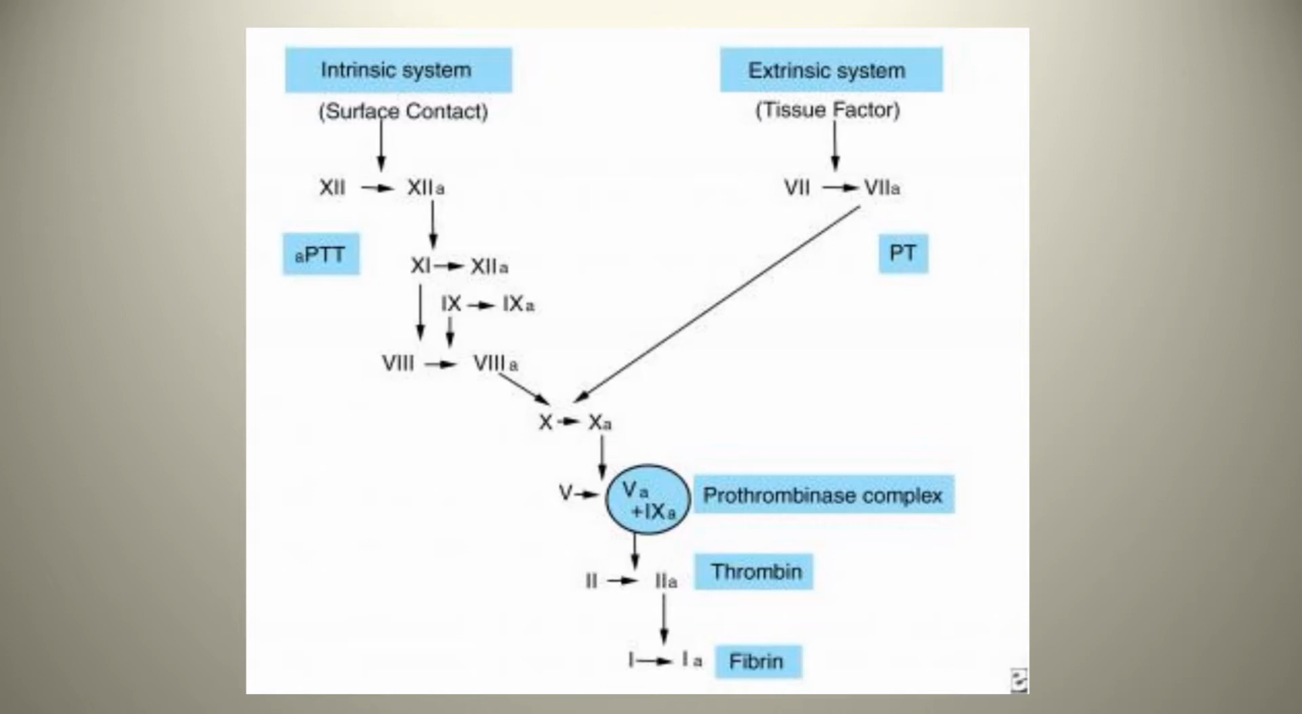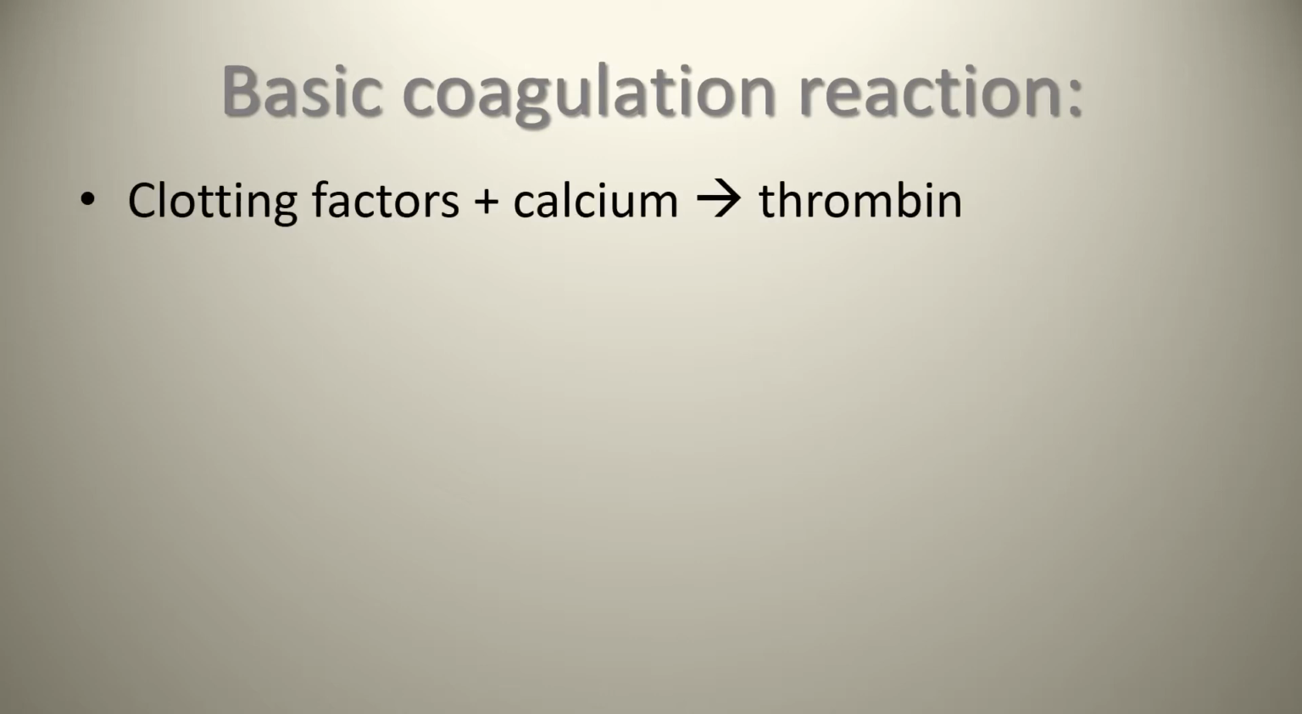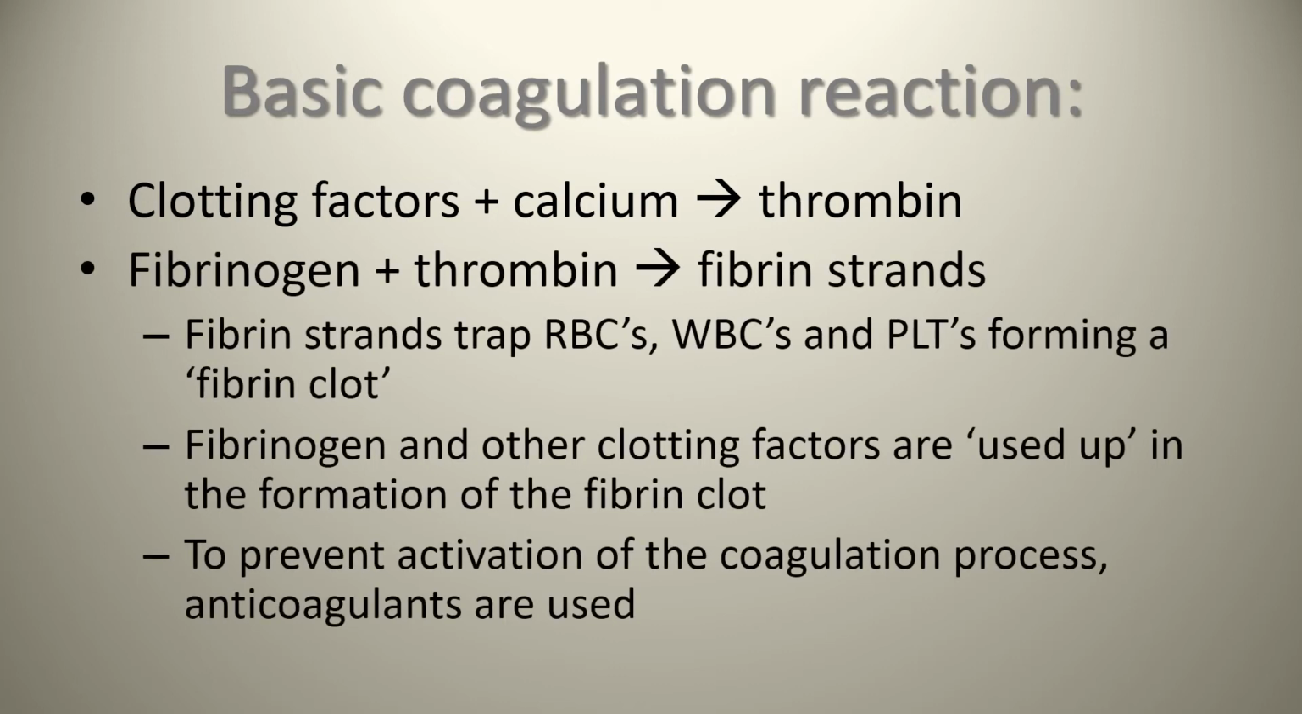So your basic coagulation reaction is basically clotting factors plus calcium form thrombin. This thrombin, along with fibrinogen, basically combines to form fibrin strands. The fibrin strands will trap red blood cells, white blood cells, and platelets, forming a fibrin clot. Fibrinogen and other clotting factors are used up in the formation of the fibrin clot. And to prevent activation of the coagulation process, anticoagulants are used.